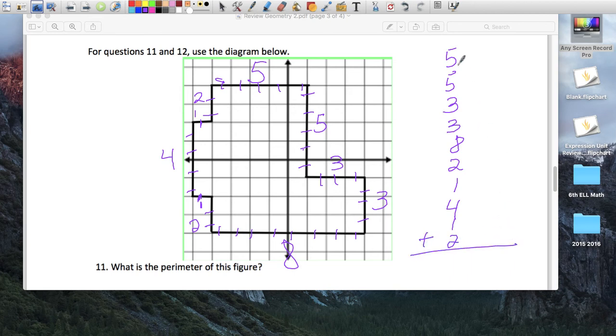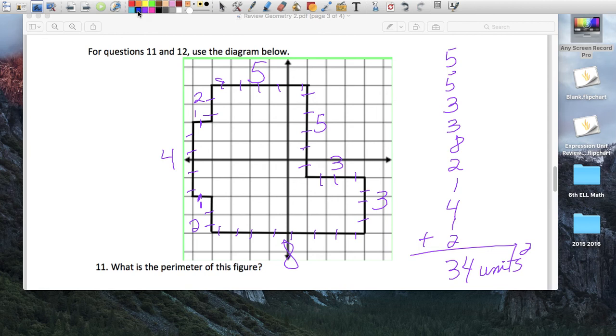Alright, so 5 and 5 is 10 and 3 is 13, 16 plus 8 is 24, 25, 26, 27, 27 and 4 is 31, 32, 33, 34. So the perimeter is 34 units. All this that I just wrote would go under number 11. And the next, number 12, says find the area.